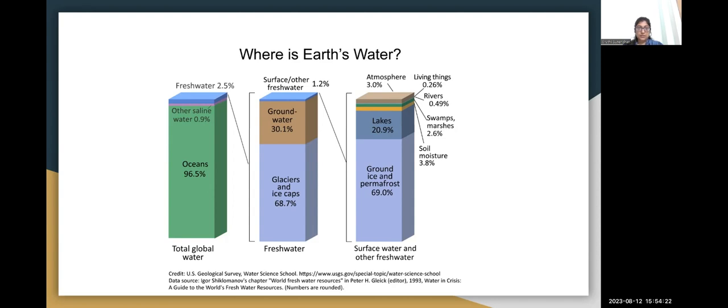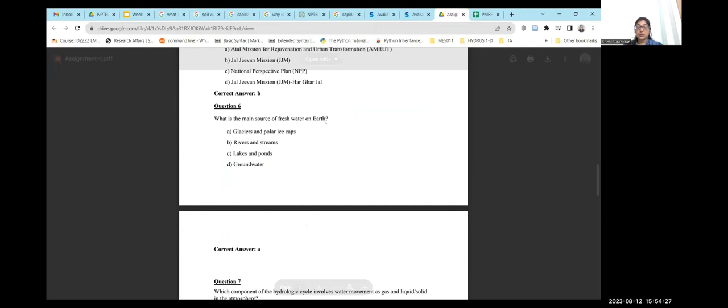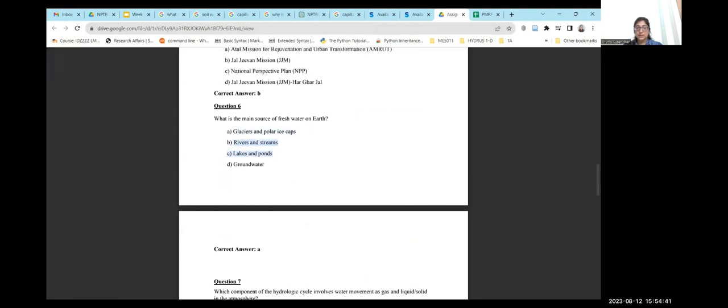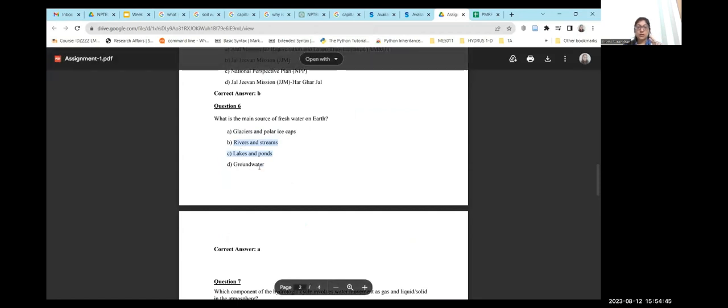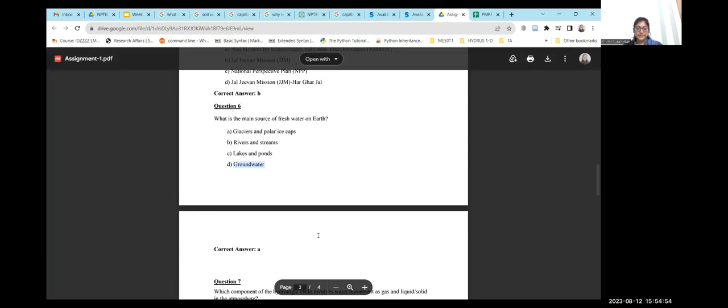So it is based on this question that this assignment problem has come. What is the main source of fresh water on Earth? Of the total global water, glaciers and polar ice caps form around 68.7%. Rivers, streams, lakes, and ponds form only 1.2% of the fresh water. Groundwater forms 30% of the fresh water. So it is based on this statistic, or this distribution, that this question was put.